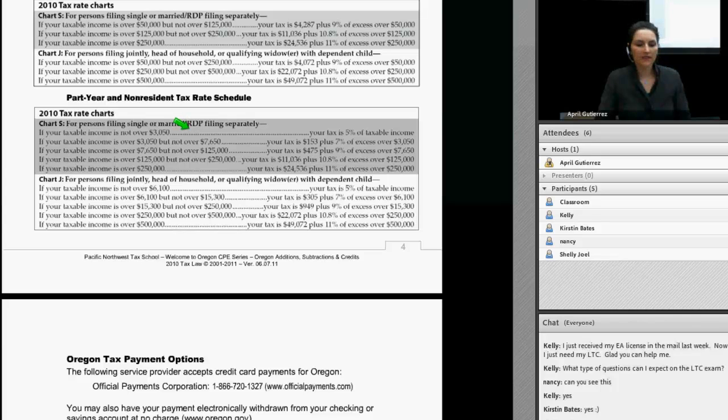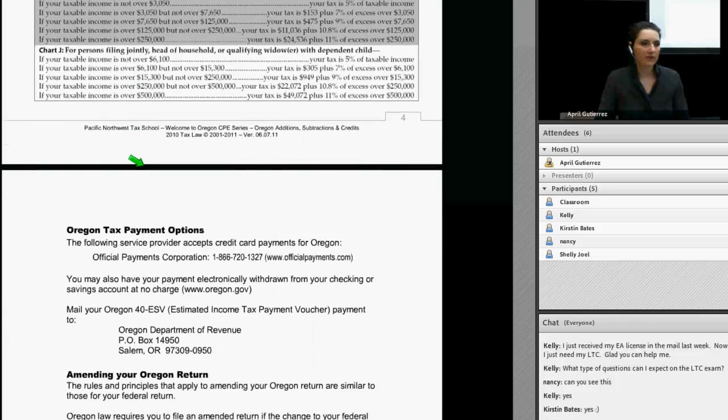And then, of course, whammo, you move into the 9% bracket where you're stuck until your taxable income hits $125,000. And from that point forward, your tax bracket increases to 10.8%. And then for those single filers who have $250,000 or more of Oregon taxable income, the tax rate moves to 11%. Each of those brackets or rates for calculation is doubled when the filing status is married or head of household.